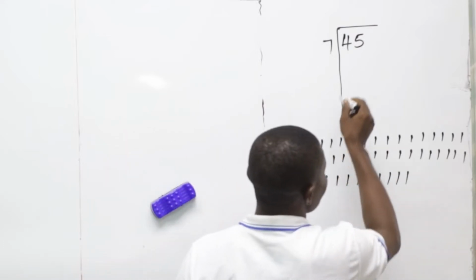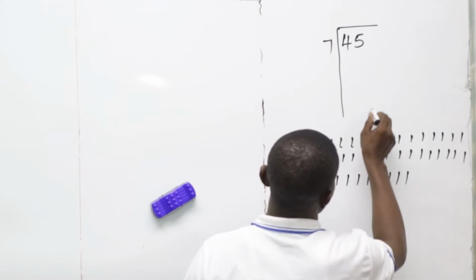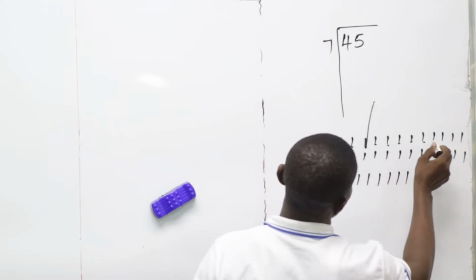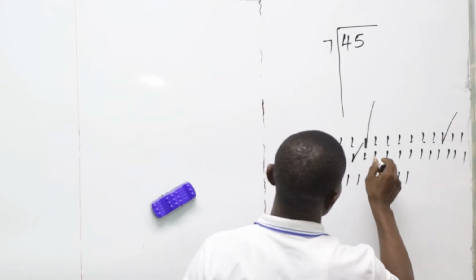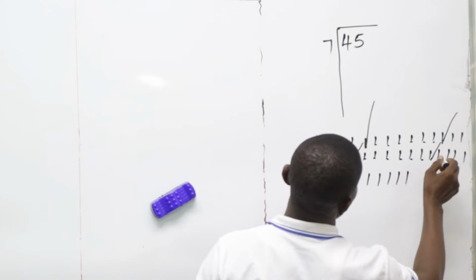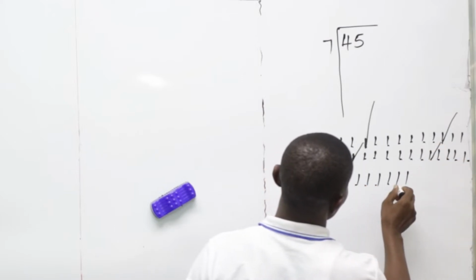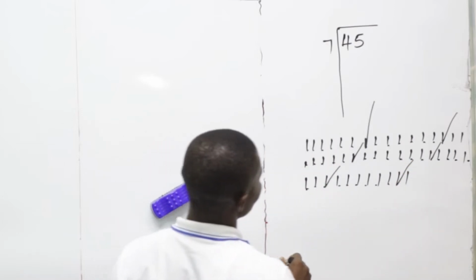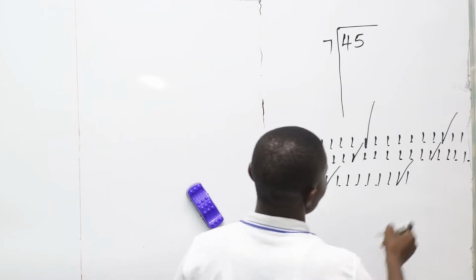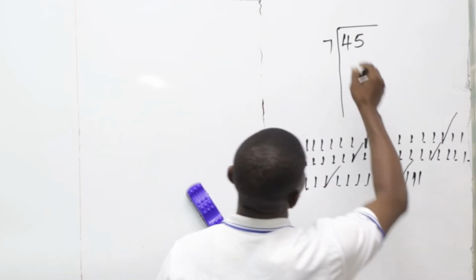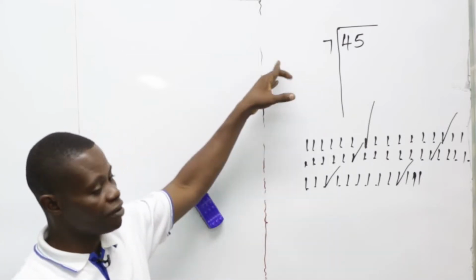Now, how many 7s can you see in this? 1, 2, 3, 4, 5, 6, 7. That is one. Then 1, 2, 3, 4, 5, 6, 7 is two, and so on, up to 6. It means inside 45, there are 6 sevens.